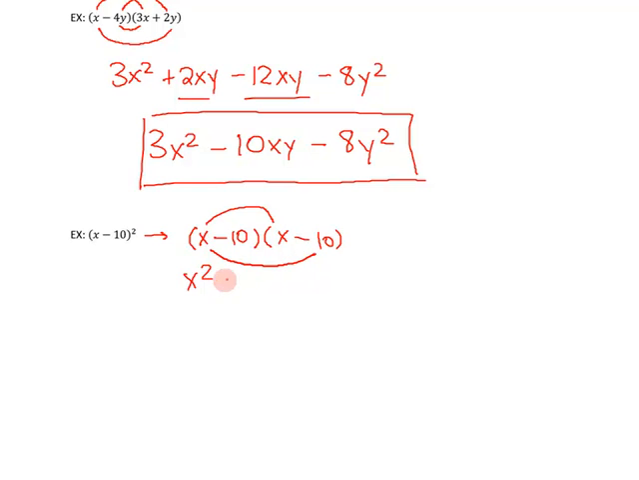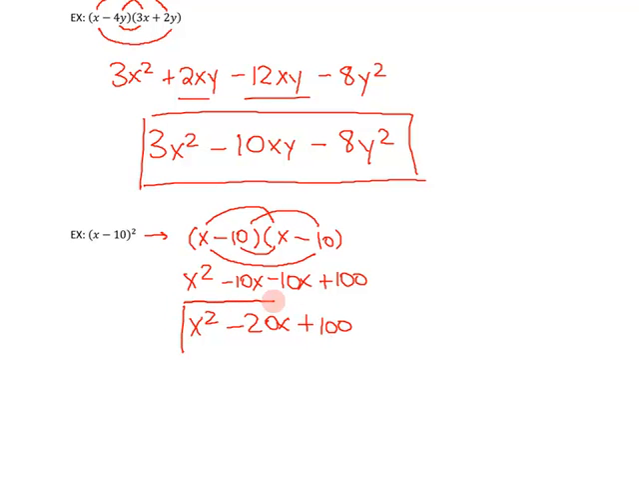The outside gives me minus 10x. The inside gives me minus 10x, and the last gives me plus 100. So that's x squared minus 20x plus 100. If we had just squared the first and the last terms, we would have missed the middle term. Okay? So that's very important. When you see a binomial squared, always multiply it times itself. You've got to use the distribution rule, or FOIL, or monkey face.